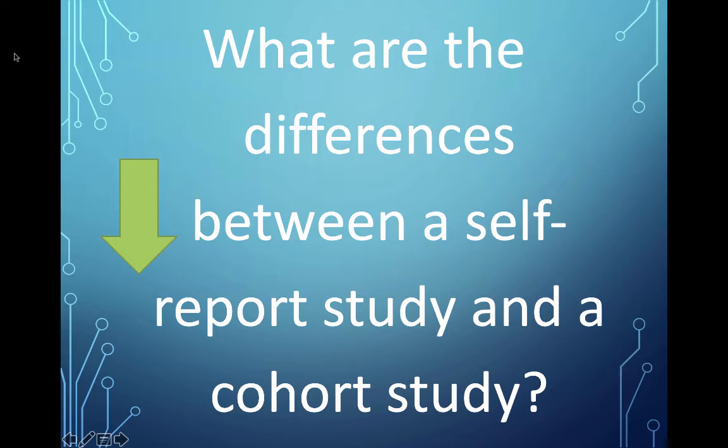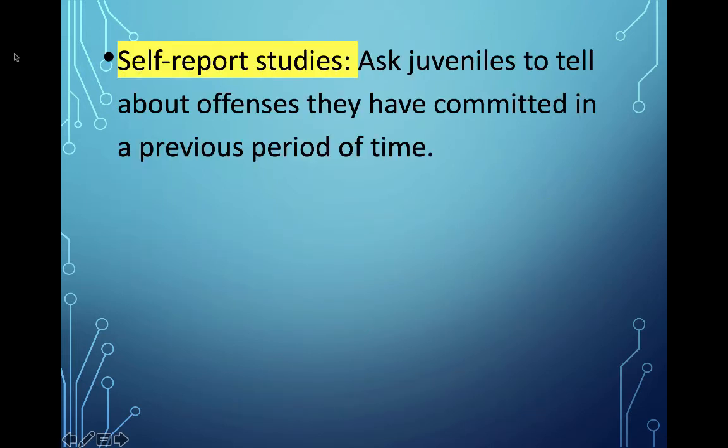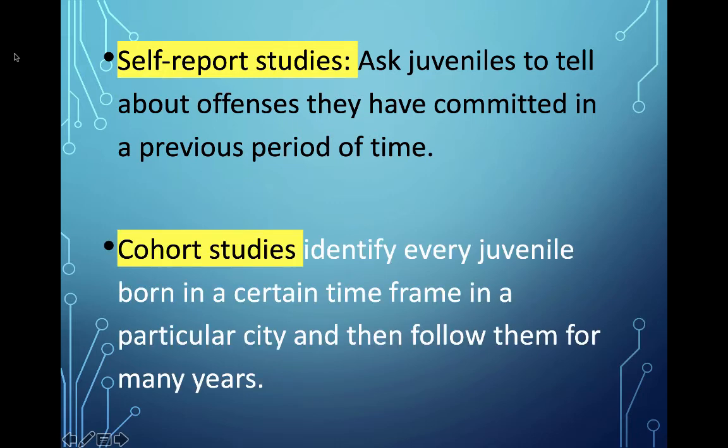Remember at the beginning I said we were going to talk about those. So self-report studies are when we ask juveniles to tell about the offenses that they have committed in a previous time period. Where a cohort study is where they identify every juvenile born in a certain time frame in a particular city and then follow them for many years. So this is something you're going to want to remember for the future quiz.